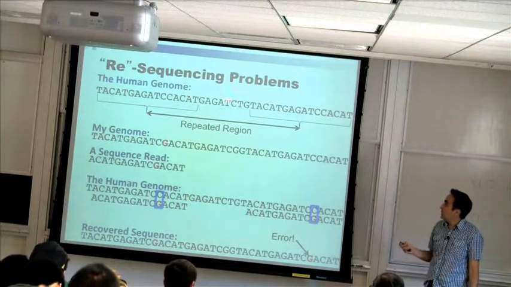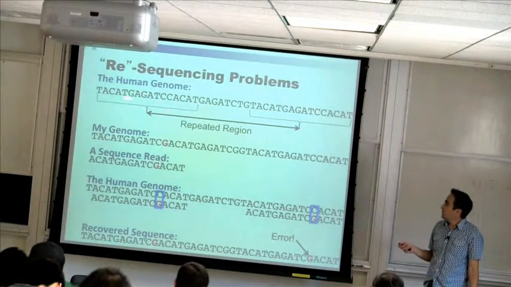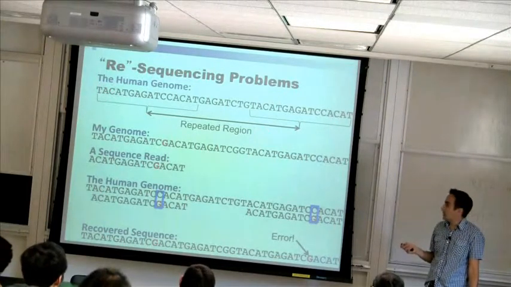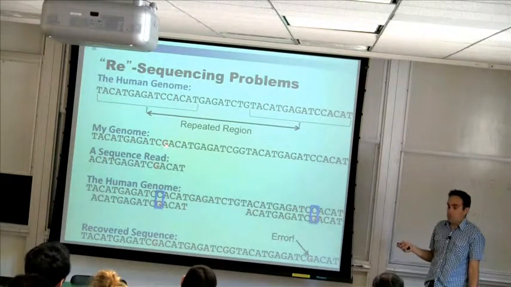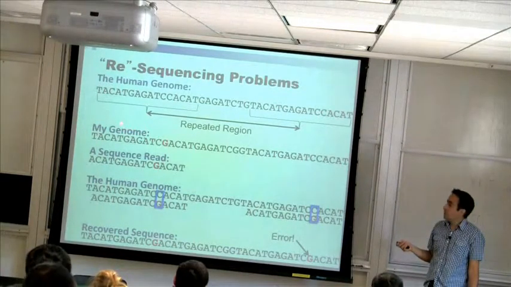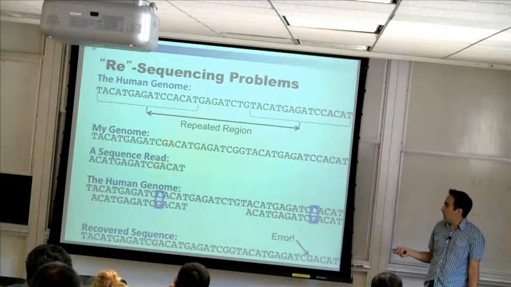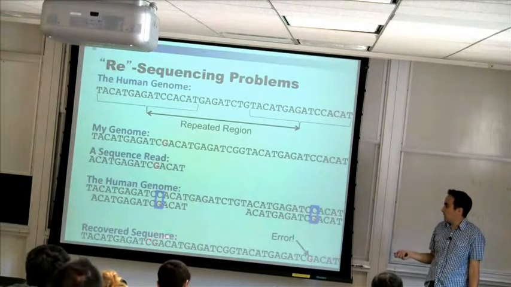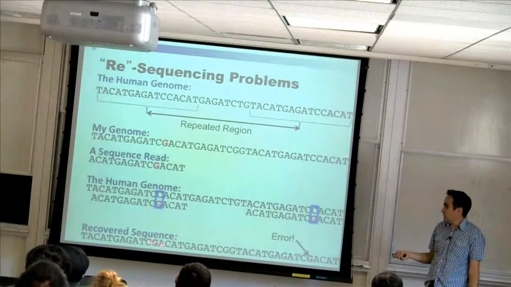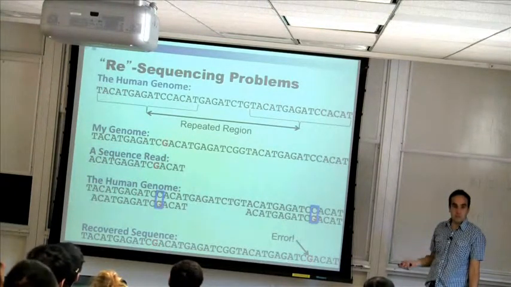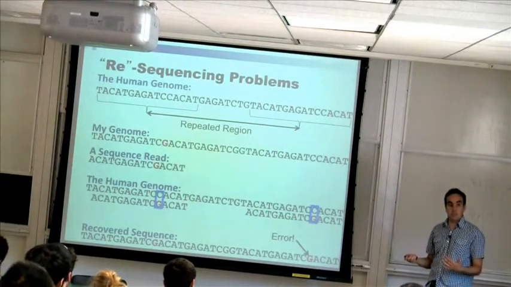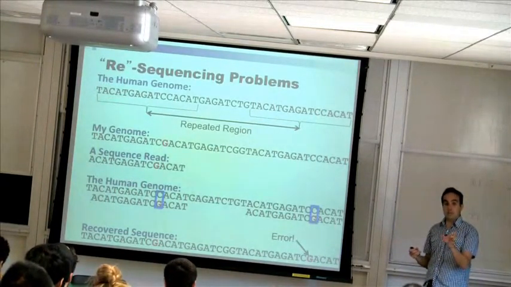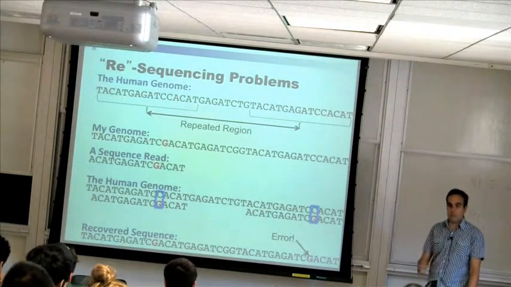What if you have a region that's repeated? In the human genome, you have two regions that look exactly the same, and I get a read from this region. In my genome, one of the repeated regions has a mutation there. When I match the read, it'll match into two different places, and so my recovered sequence will want to put this difference in two different places. That'll be an error. This is a limitation of this approach: if the read doesn't match uniquely, I don't really know what to do. That's exactly your question.